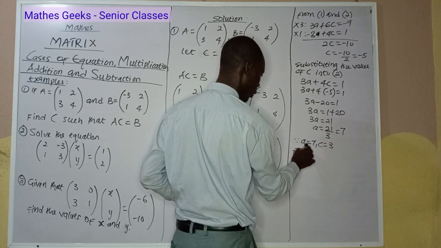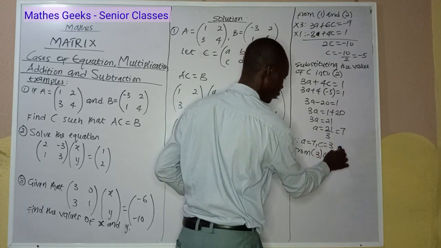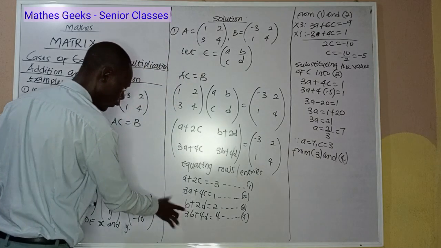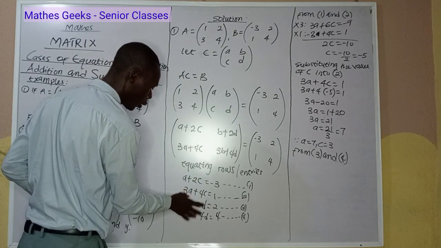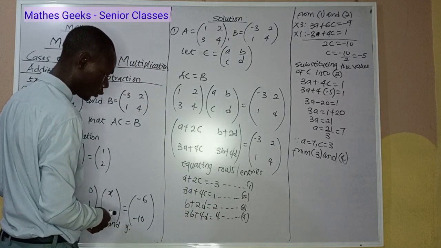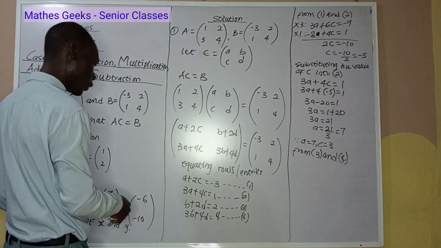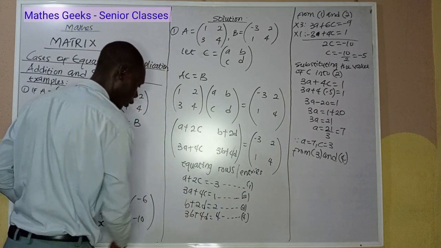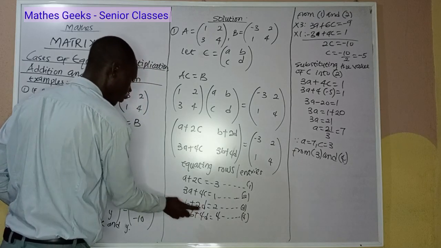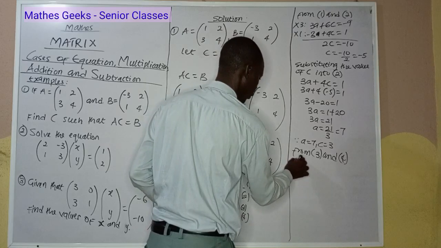From equations 3 and 4, they have the same terms, d and b. So we're also going to solve using the elimination method. Since it's 3b, let me also eliminate b. So I'm going to multiply equation 3 by 3.